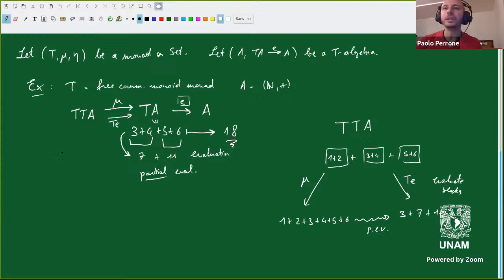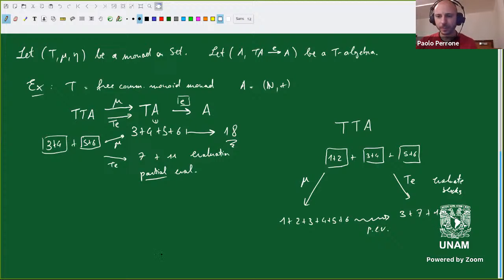So how do we do it in our case here? Well, here in TTA, we take... so you see now, let me make some space, that applying mu, we get this, and applying TE, we get this. Okay?